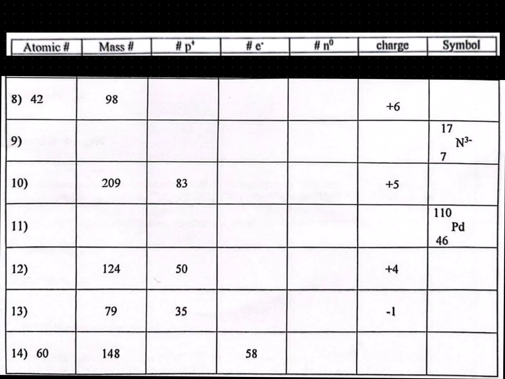The atomic number is 7. Therefore, the number of protons is also 7 because it's given as 7. We know the charge is 3 minus right here. So that means it has 3 extra electrons because this is an anion. So 3 plus 7 will give you 10 electrons.